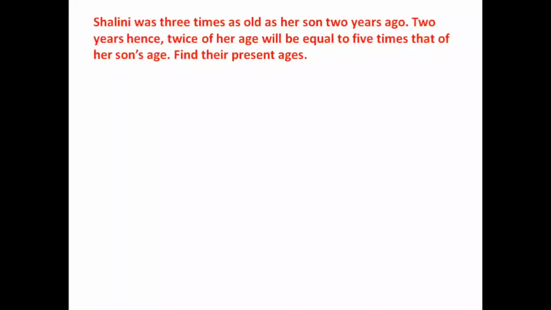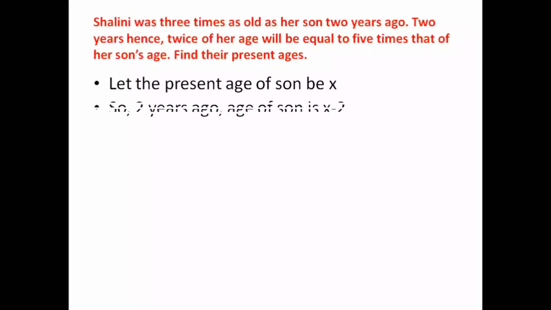First of all, we don't know the present age of Shalini as well as the present age of her son. So we'll assume. Let the present age of son be x. So 2 years ago, age of son is x minus 2. So we'll subtract 2 from the present age of son to show the age of the son before 2 years. So before 2 years, son's age is x minus 2.